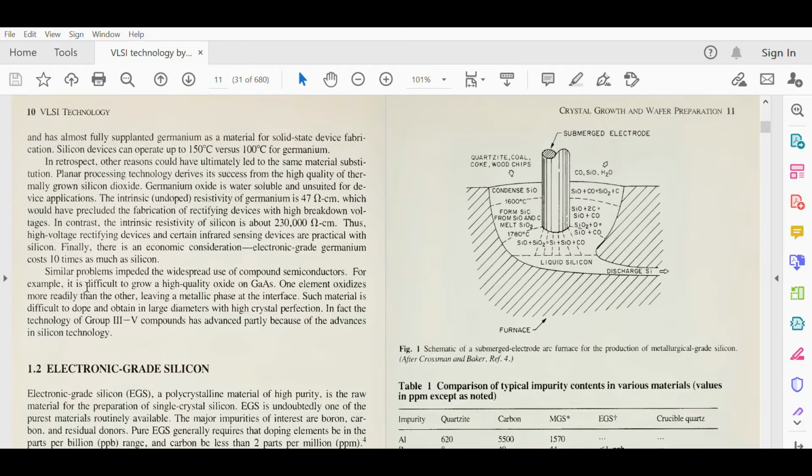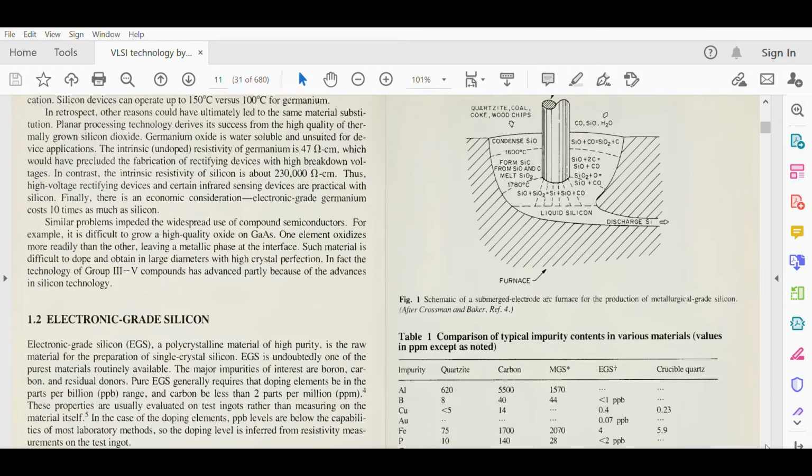Okay, so a similar problem impeded the widespread use of the compound semiconductors. For example, it is difficult to grow a high quality oxide on gallium arsenide. One element oxidizes more readily than the other, leaving a metallic phase at the interface. Such material is difficult to dope and obtain in large diameters with high crystal perfection. In fact, the technology of group 3 to group 5 compounds has advanced partly because of the advances in silicon technology.